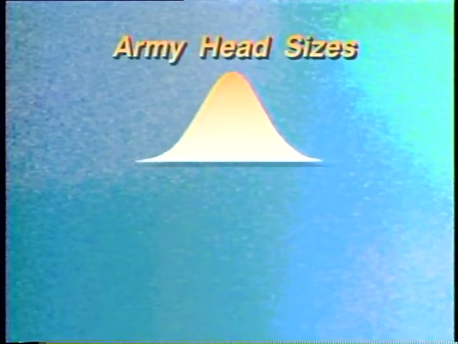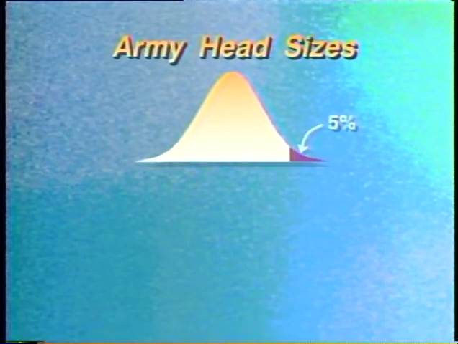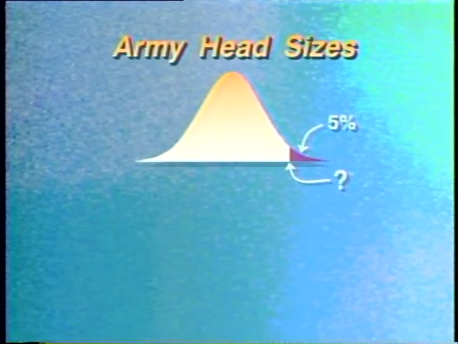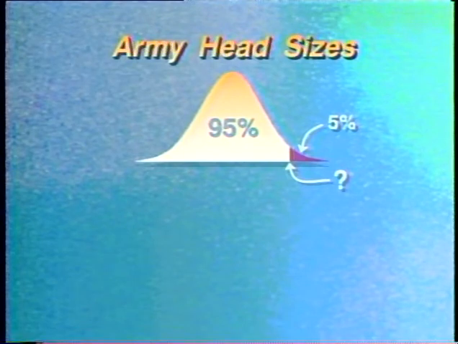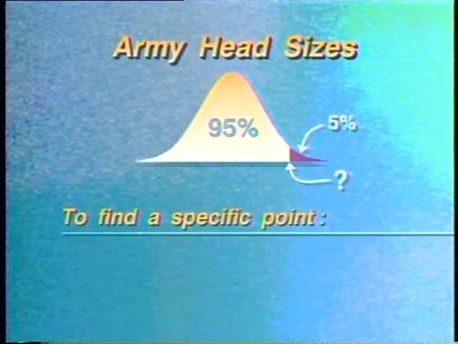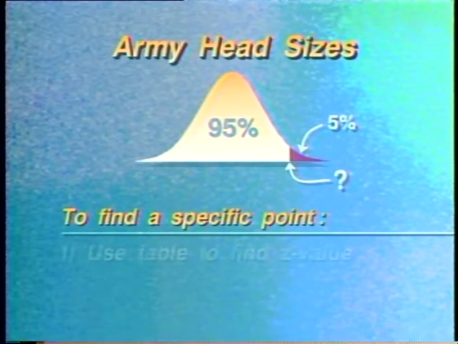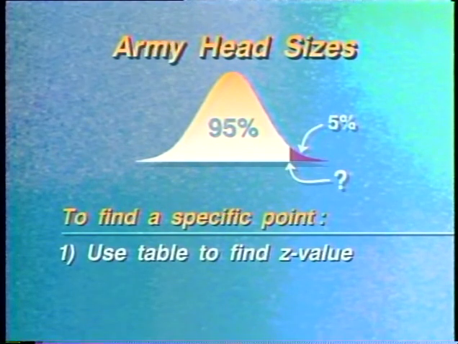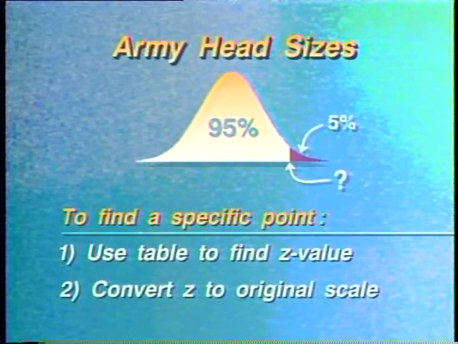In other words, this time we know the percentage, 5%, and we want to find the head size to which it corresponds. In this case, the head size is the measurement below which 95% of the soldiers fall. Well, our procedure here is exactly the reverse of the process we use to find a percentage. This time we start with the table, get a z-value, then go from z to the original scale.